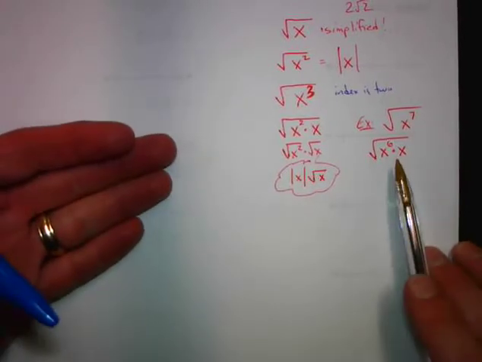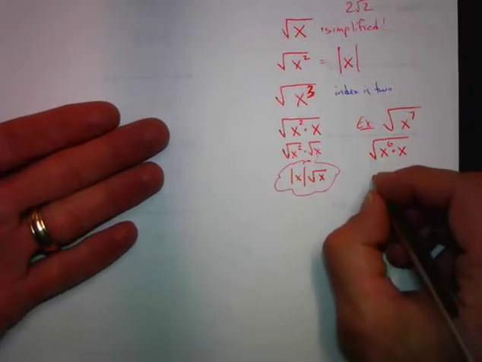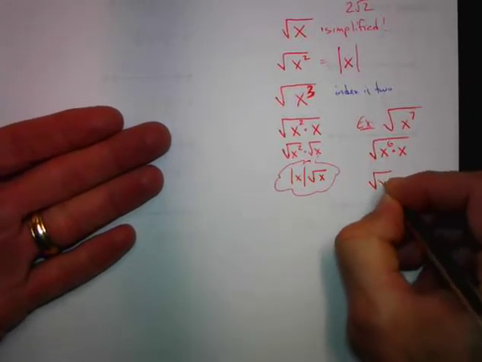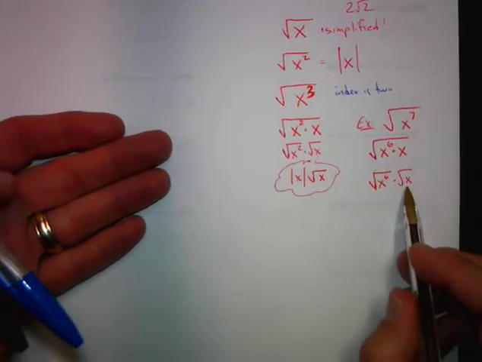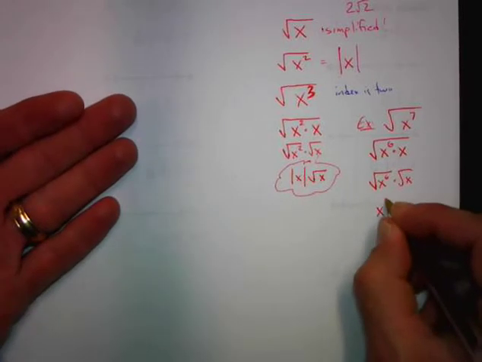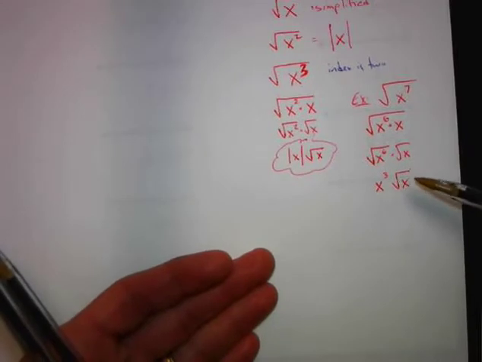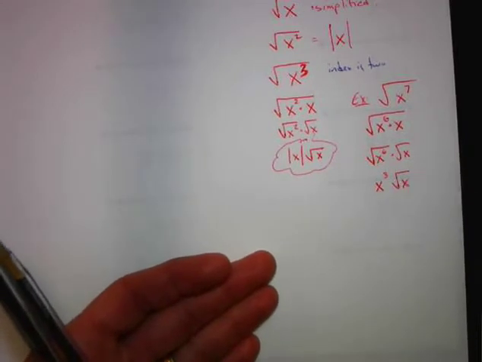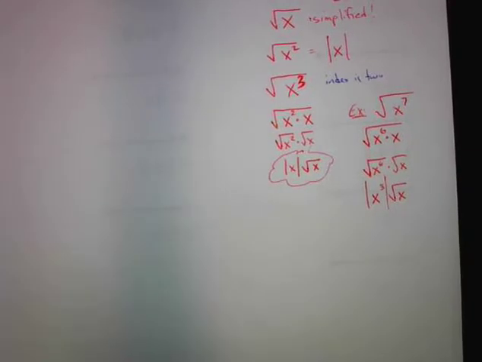So we have the square root of x to the 6th times x, because that enables us to set this up. Okay, so we have the square root of x to the 6th times the square root of x. Of course, the square root of x to the 6th is x to the 3rd times the square root of x. And since we have an even index but an odd exponent, we do need absolute values. Okay, so that's what would happen there.